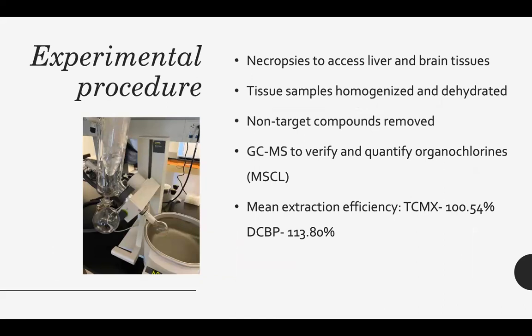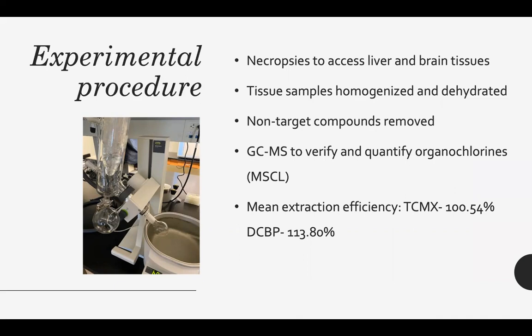As for the experimental procedure, each of the selected raptors was dissected by performing necropsies in order to access their liver and brain tissues. Tissue samples were homogenized and dehydrated using a mortar and pestle followed by sodium sulfate. Non-target compounds were removed using a QuEChERS kit, which stands for quick, easy, cheap, effective, rugged, and safe, and it is just that. It is an extremely effective method at cleaning up samples.